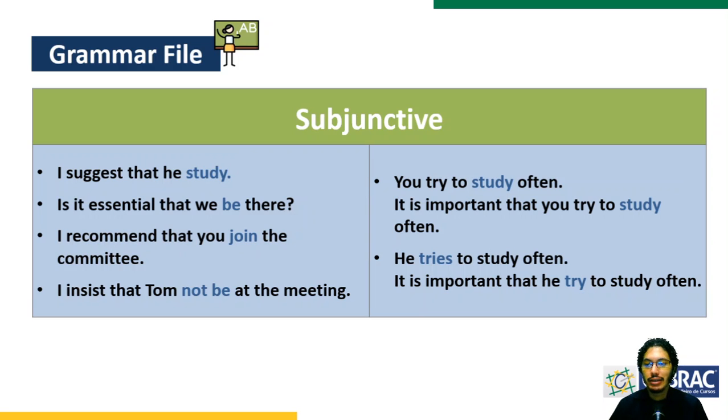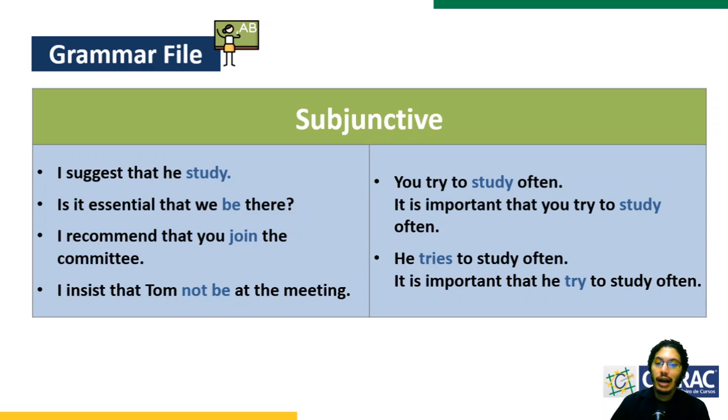I recommend that you join the committee. Eu recomendo que você entre para o comitê. I insist that Tom not be at the meeting. Eu insisto que o Tom não esteja na reunião. Tá? Então, a forma do subjuntivo em português é muito parecido com o imperativo. E eu não sei se vocês lembram, mas o imperativo em inglês também é apenas o nome do verbo, sem o to. Ok? Então, quando a gente tem, ó, study, é a mesma coisa do to study, sem o to. O be, to be, sem o to. Ok? Então, é assim que a gente escreve o subjuntivo, tá?